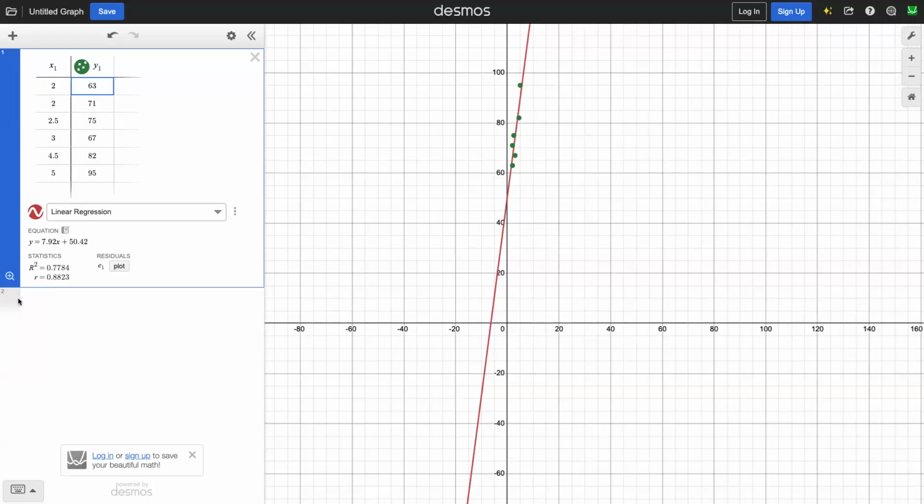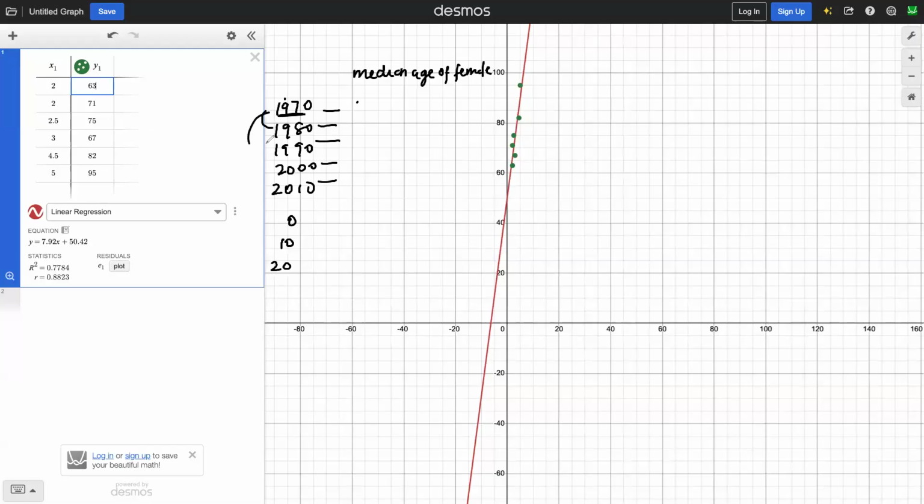Let me consider another scenario. I'm calculating the median age of females for the years 1970, 1980, 1990, 2000, 2010. Whenever I have years, I have to start with 0 for the first year, so I always rewrite the table. Please remember that whenever in mathematics you have years, you always rewrite them as 0, 10, 20, 30, 40. Like that I rewrite the tables, okay.